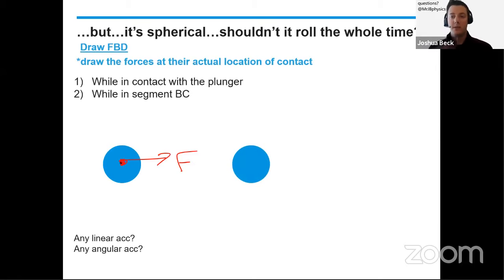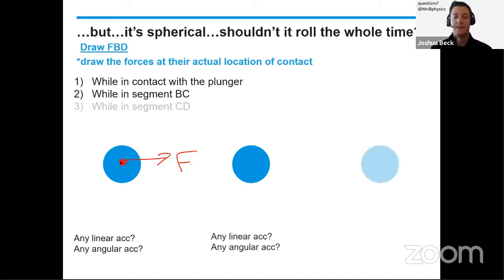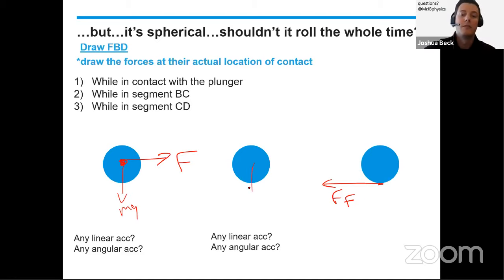Now from B to C, yeah, we've got mg down, we've got normal force up. I'm just looking at horizontal forces here. There aren't any. So there's no linear acceleration, there's no angular acceleration. Now from C to D, when friction comes into play, think about where friction's being applied. It's down here on the very bottom. Now again, all of these have mg down right through the center. None of these are going to create any torque. They all have the normal force going up.